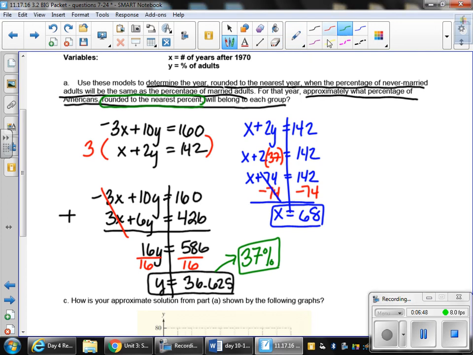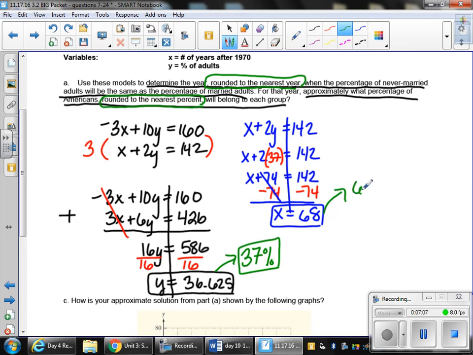We did have these directions to round to the nearest year, but we did not end up with a decimal year, so that is not something we need to use. However, what does 68 mean? We found a value for x. We come back up here. X is the number of years after 1970.